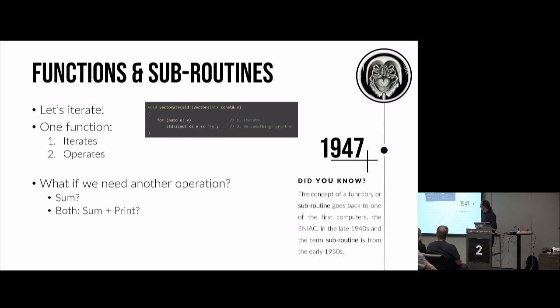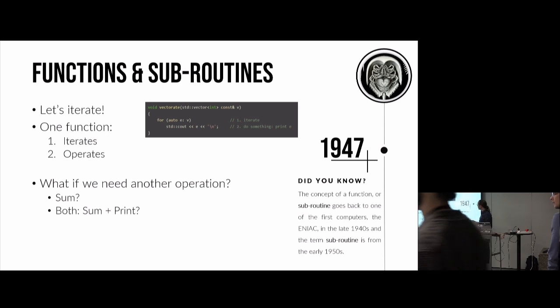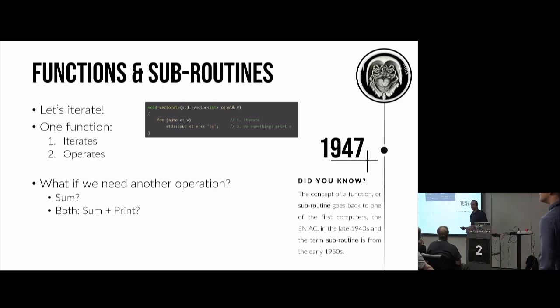And we can see that we have one function vector that does two things, which also already violates one of the principles of good software design. It both iterates over a sequence and performs some operation. And the question is, let's say we want to do some other operation. Maybe we want to sum the elements. Maybe we want to sum them and print them. Or maybe we want to do some operation which whoever wrote this function wasn't aware of. So in that case, we would actually need to write a new function which does these extra operations.